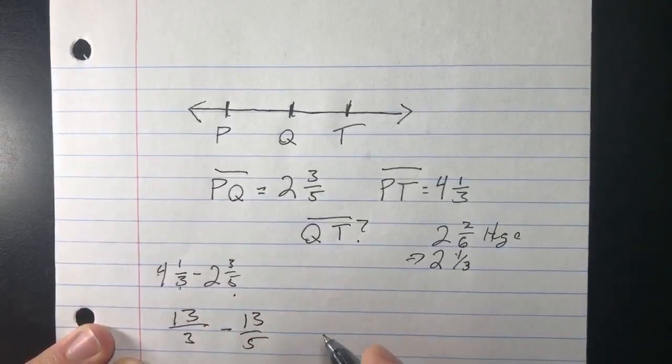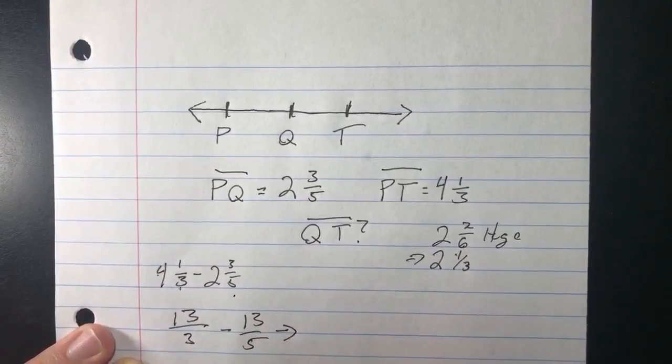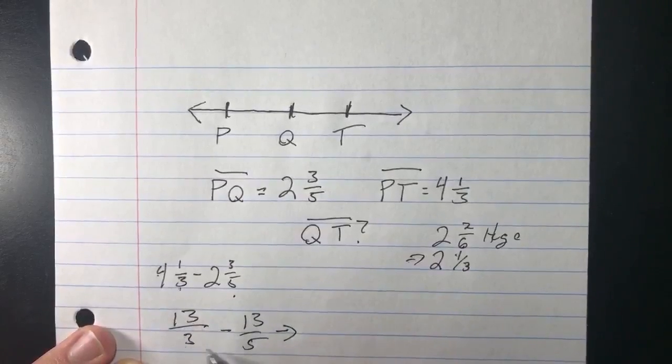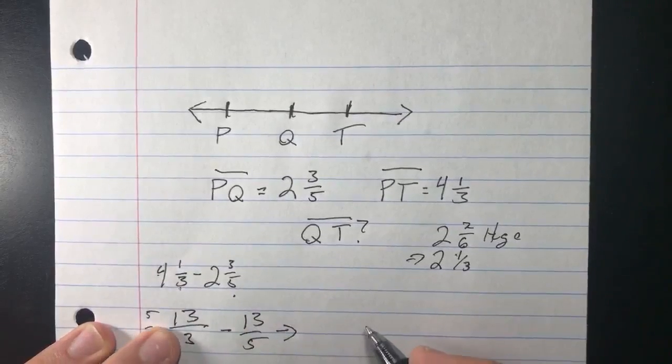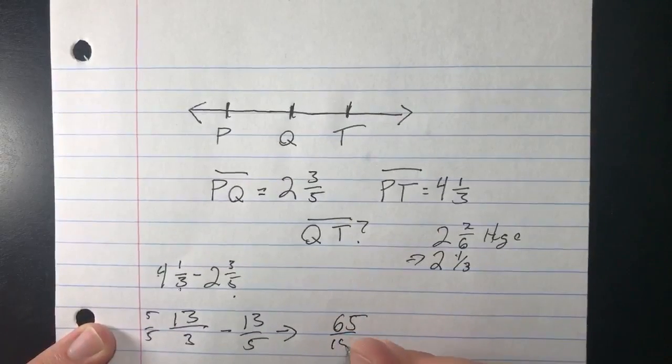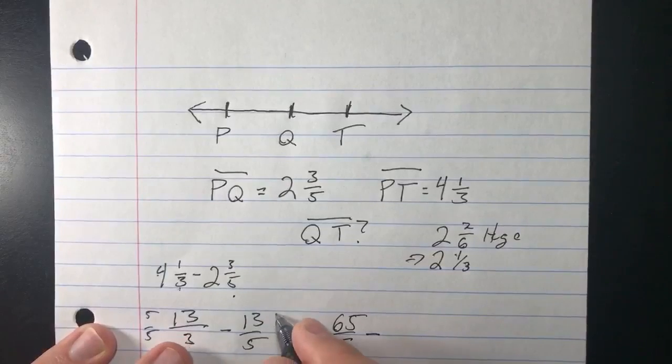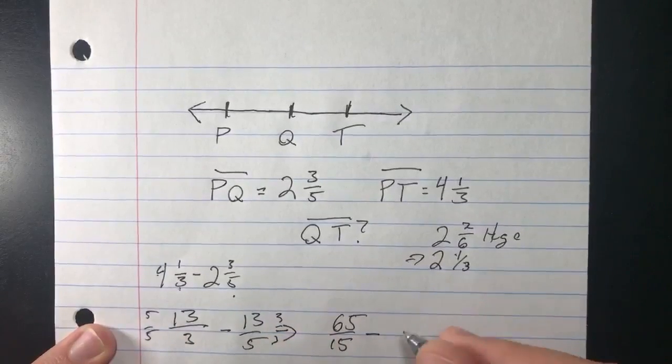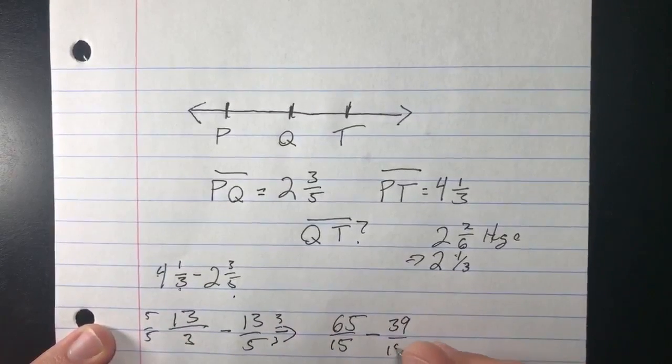Now we can't just subtract them off the rip. I'm sure you know that. So we have to change the bases. I'm going to have to multiply this by 3, multiply this by 5. So I'm going to go ahead and multiply it by 5 over 5. What am I going to get? That's 50 plus 15. That's 65 fifteenths. Minus, I'm going to multiply this by 3 over 3. That's going to be 39 fifteenths.